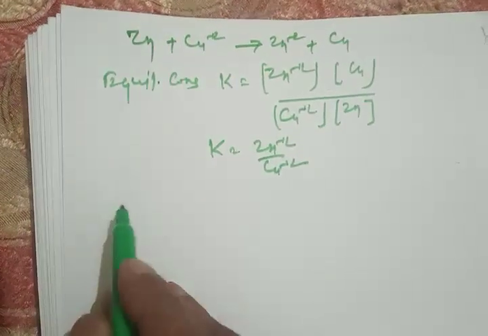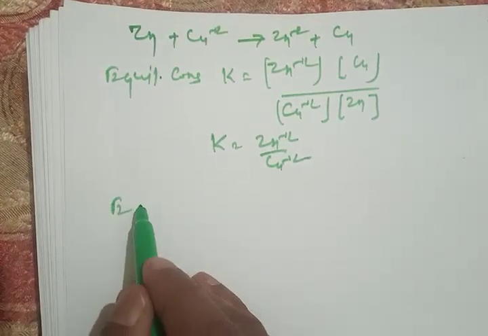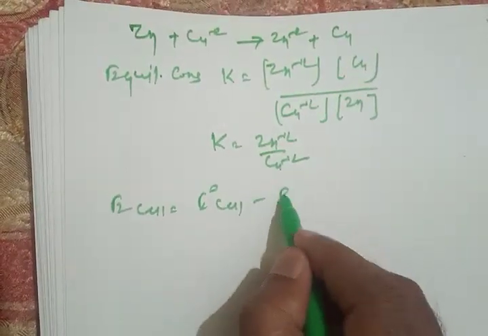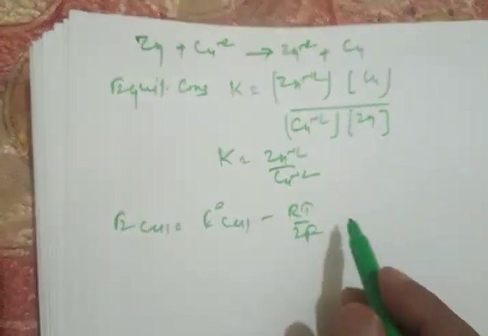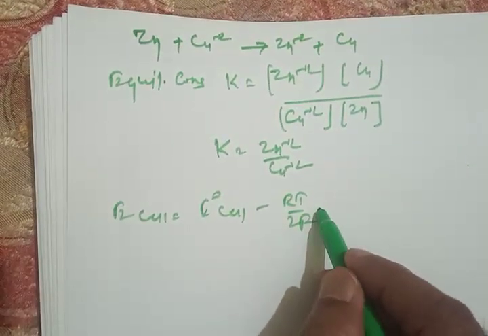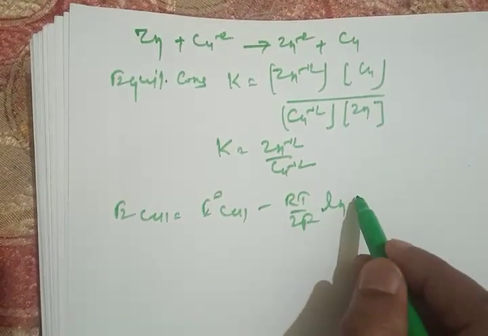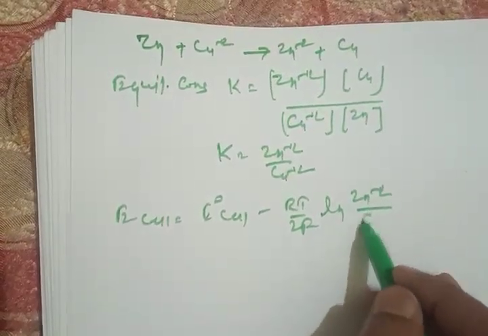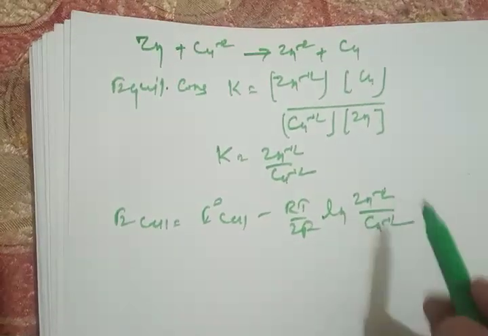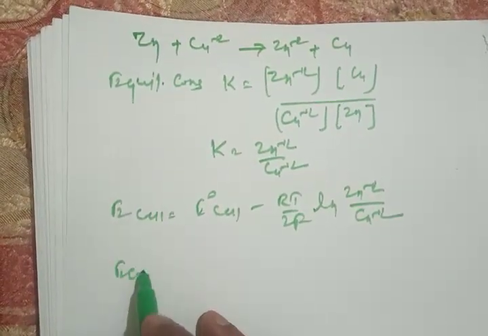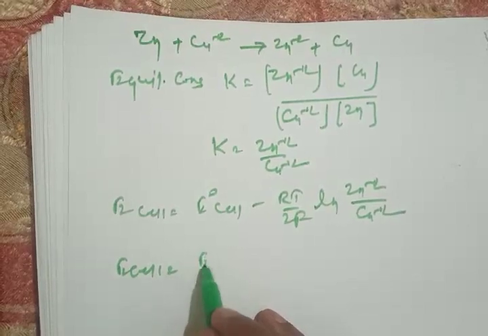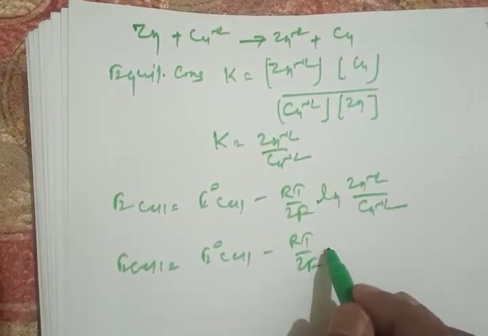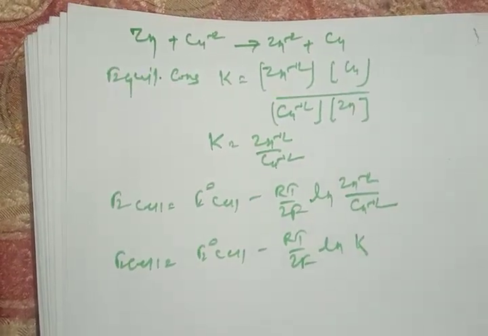The E cell equation is what? E cell equals to E naught cell minus RT upon 2F, for this equation we have 2 electrons, and ln of Zn plus 2 upon Cu plus 2. So this is what? This is K. So E cell equals E naught cell minus RT upon 2F ln K.